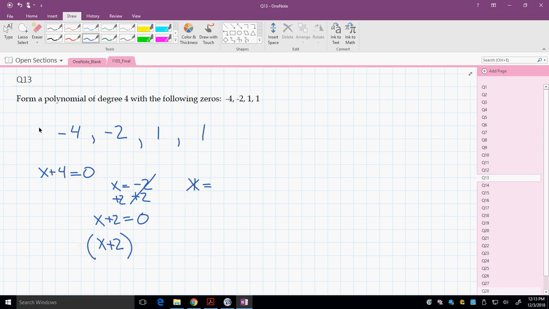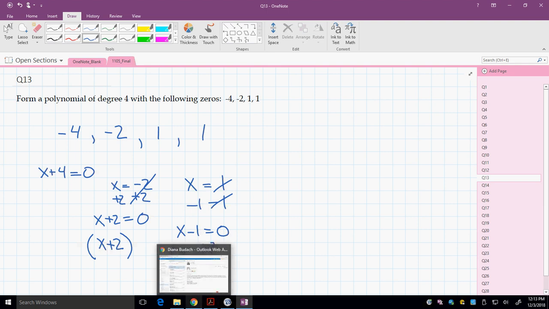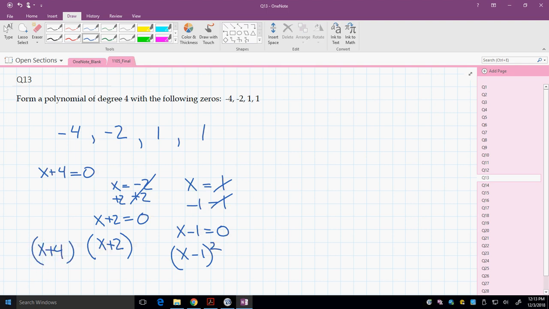X is going to be equal to 1. We subtract 1 on both sides of the equal sign. This cancels. Now we have x minus 1 equals 0. And we're going to put this inside parentheses. The same thing happened with the last one. We have 2 of them, so I'm not going to do a double. And this one is going to be x plus 4 inside parentheses.